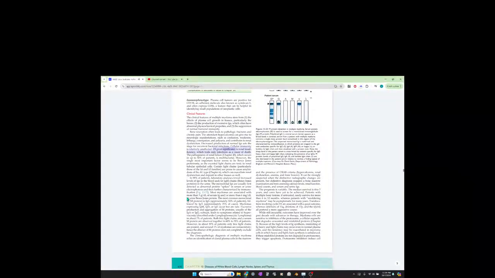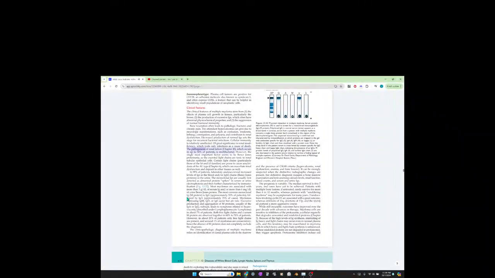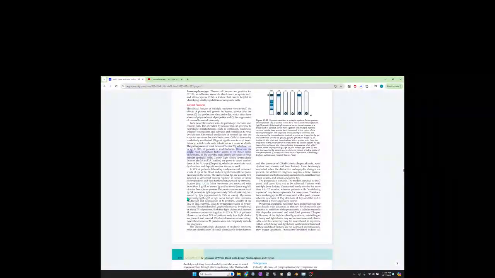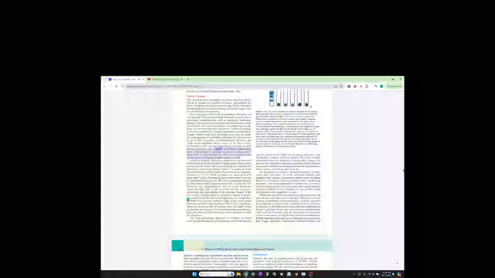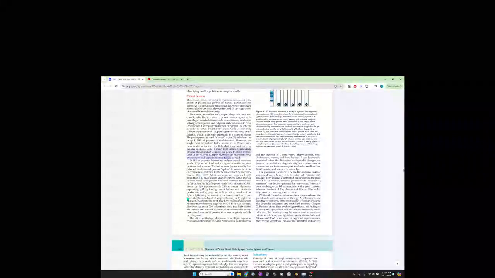Of great significance is renal insufficiency, which trails only infections as a cause of death. The pathogenesis of renal failure, which occurs in up to 50% of patients, is multifactorial. However, the single most important factor seems to be Bence-Jones proteinuria, as the excreted light chains are toxic to renal tubular epithelial cells. Certain light chains are prone to cause amyloidosis of the AL type, which can exacerbate renal dysfunction and deposit in other tissues as well.